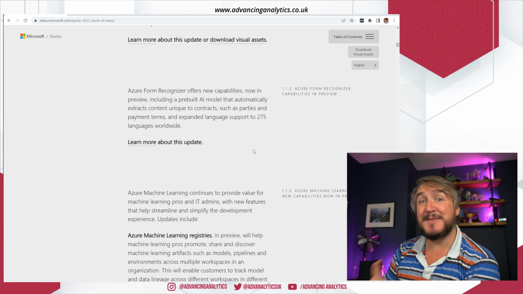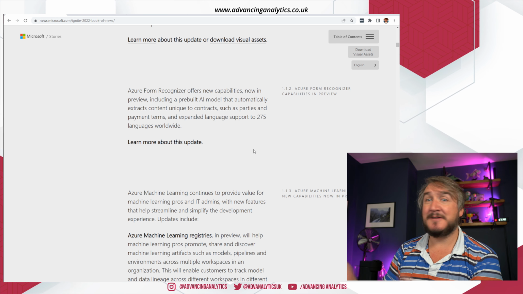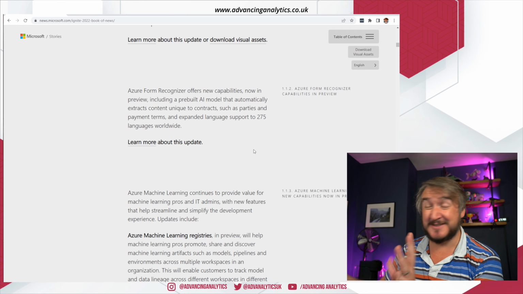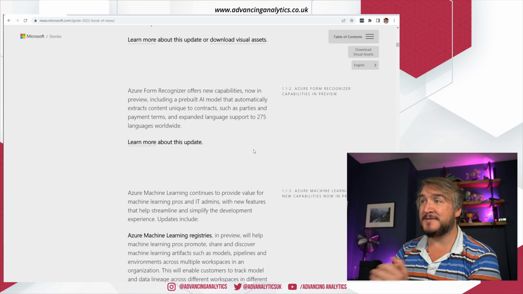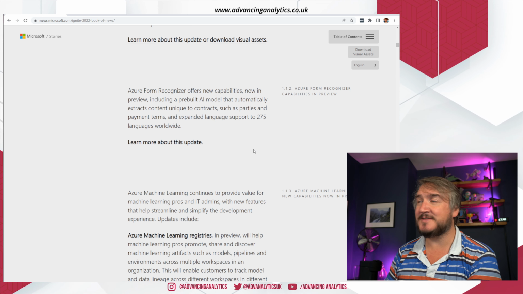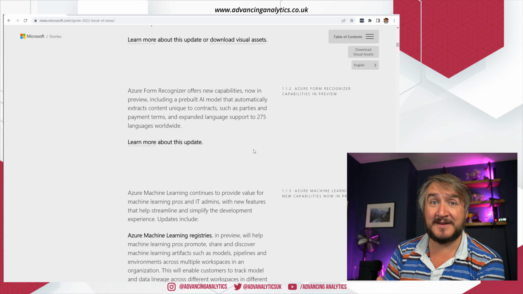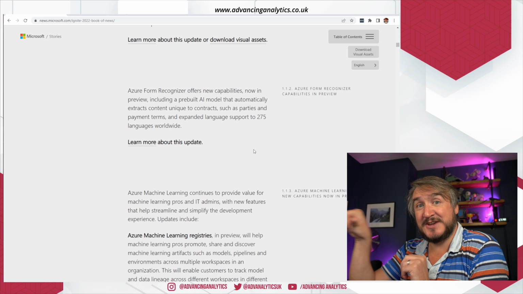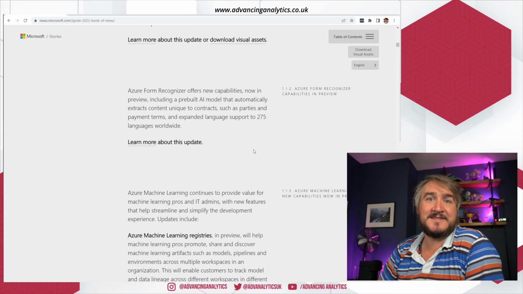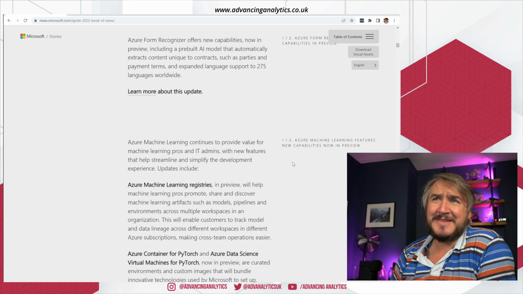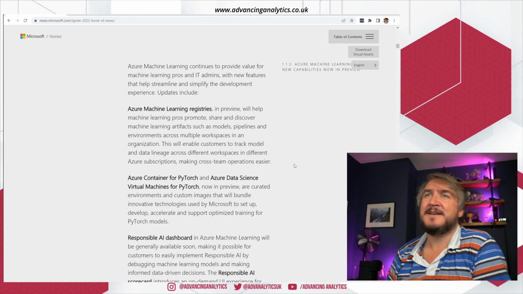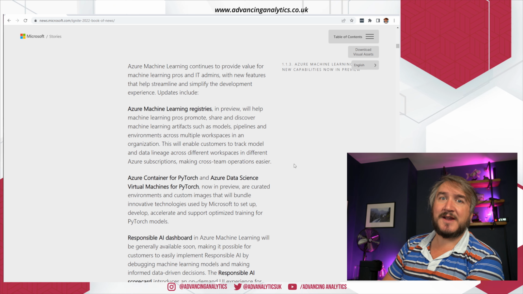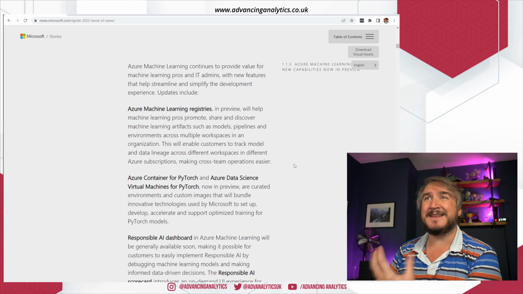Again, massive use cases for tons of firms that have hundreds of thousands of contracts and case documents and all those things. Being able to throw this into form recognizer, extract the pertinent information, and store that as structured information without having to go through these massive documents. Just all very good.